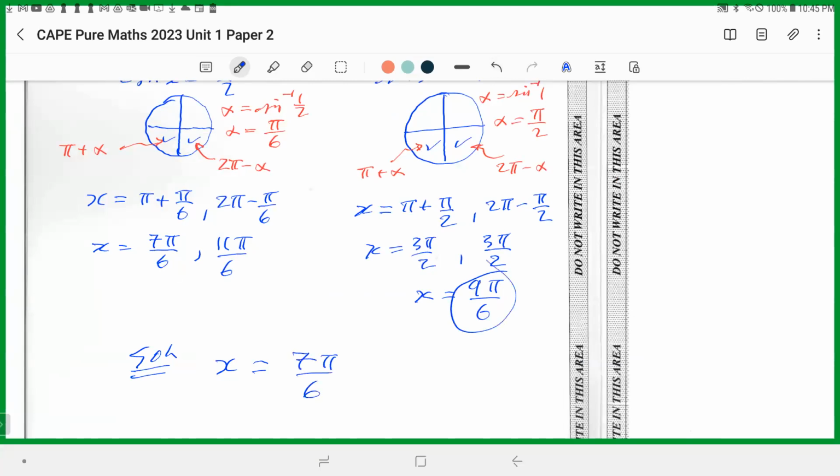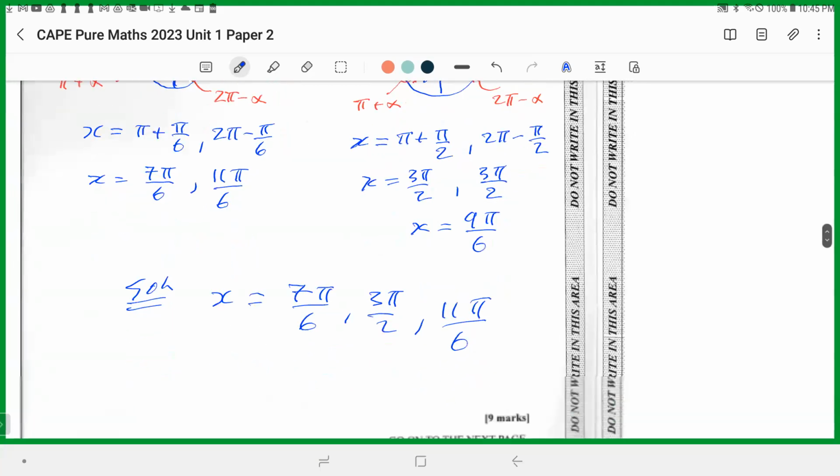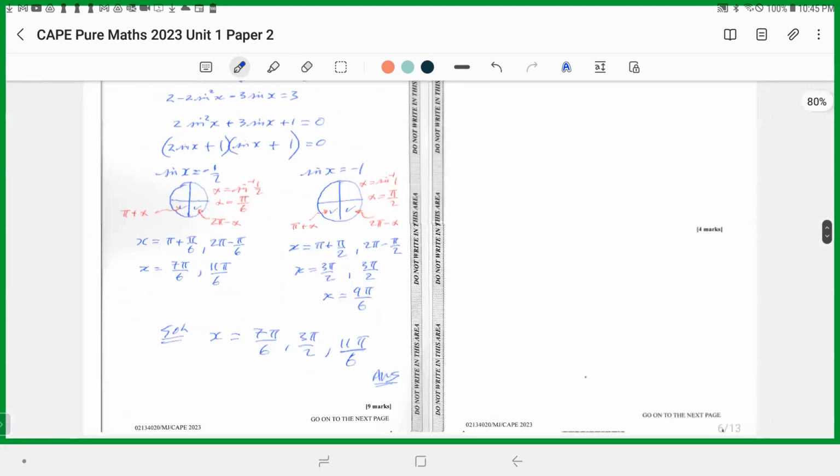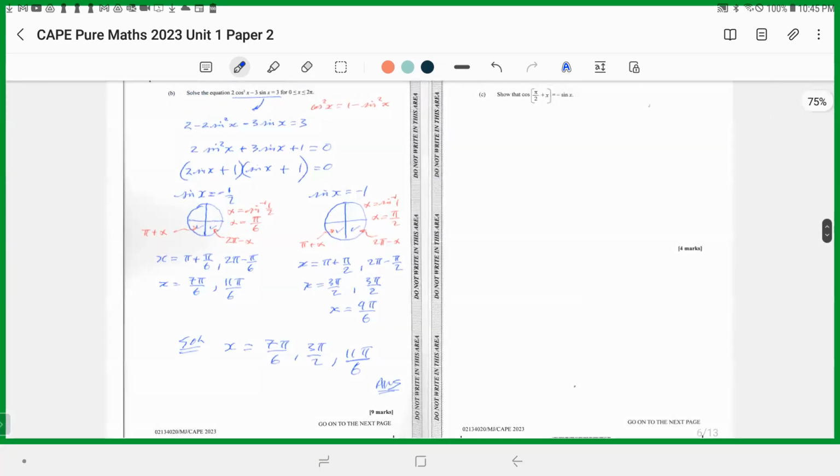We have 9 pi by 6, which is 3 pi by 2, right? 3 pi by 2. And then you have 11 pi by 6. And these are your answers. 9 marks for that, total of 9 marks question. That's it. Easy to choose. This question can come at hard maths, you know. Hard maths level work this.